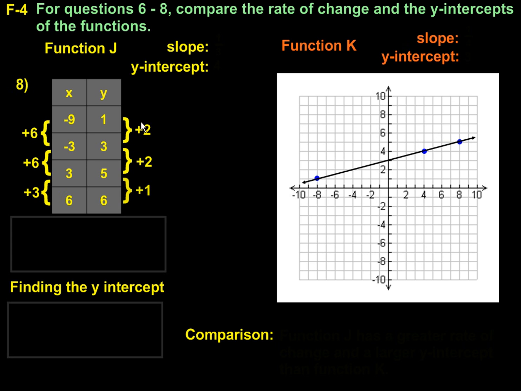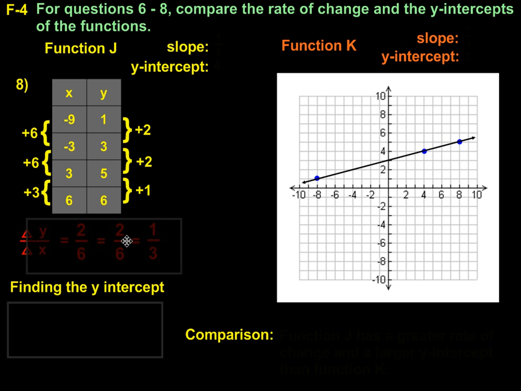So, looking at this, and if I look at all of these rates of change and compare them, that gives us the rate of change over y, the rate of change over x. So I have 2 over 6 equals 2 over 6 equals 1/3. Well, all of these could reduce down to 1/3, so that indicates that my slope is 1/3. I can put that in there. Now I need to know my y-intercept.